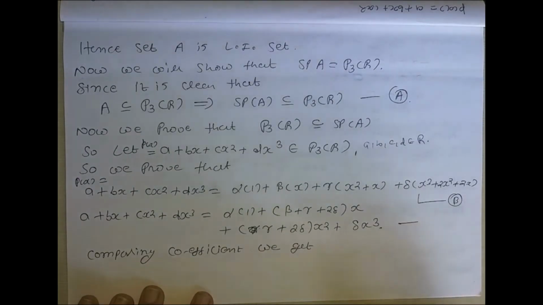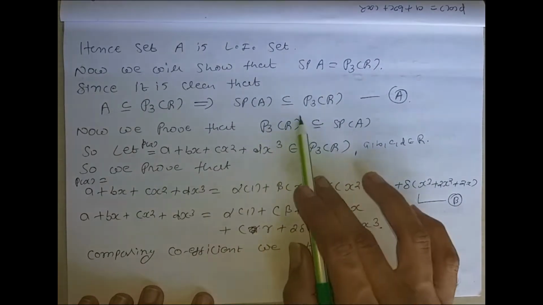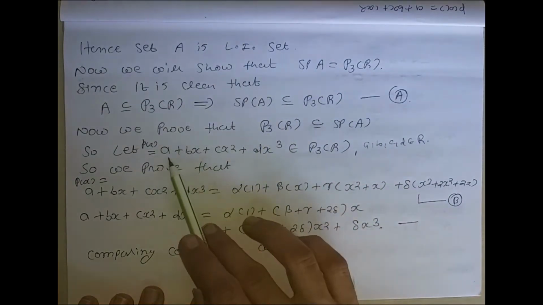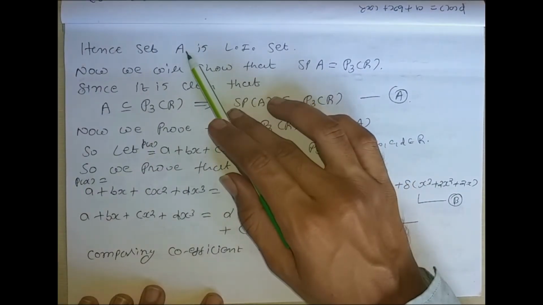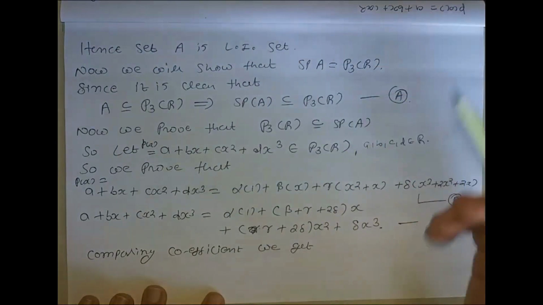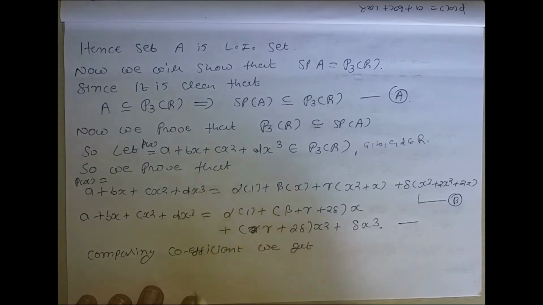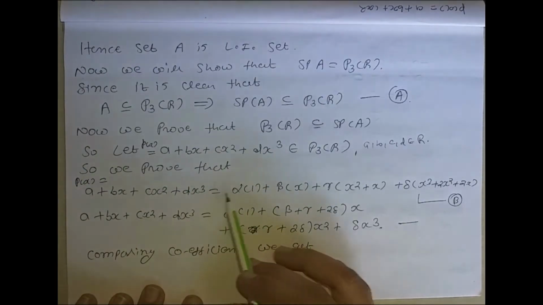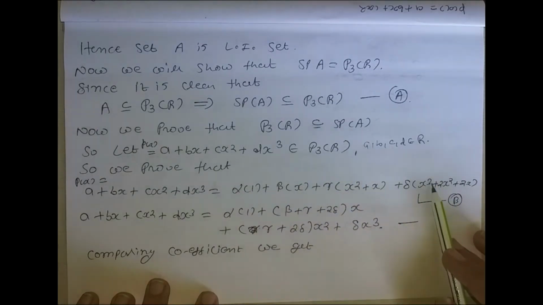What is our aim? Our aim is to show that P3R is a subset of span of A. So we have considered the polynomial from this set. Now we will show that this polynomial can be written as a linear combination of vectors of set A, meaning the elements of set A. So a + bx + cx² + dx³, our main polynomial, can be written as a linear combination of vectors of set A. The vectors of set A are 1, x, x² + x, x³ + 2x² + 2x.